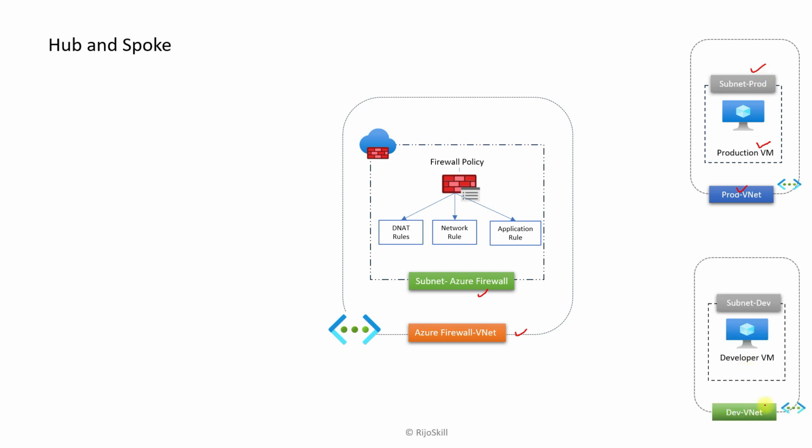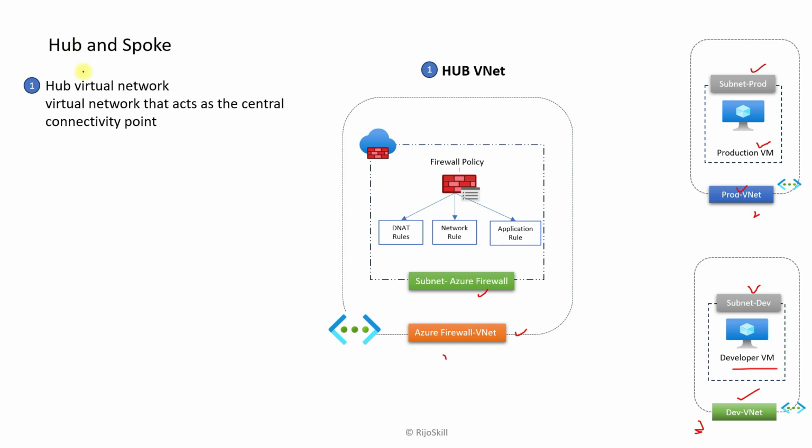Next you can see another virtual network, a development virtual network, used for the development VM, and the subnet is development. So here you can see you have three virtual networks. What is the hub virtual network? We consider our firewall virtual network as the hub virtual network. A hub virtual network is a virtual network that acts as a central connectivity point. So we decide our Azure Firewall virtual network is the central connectivity point.